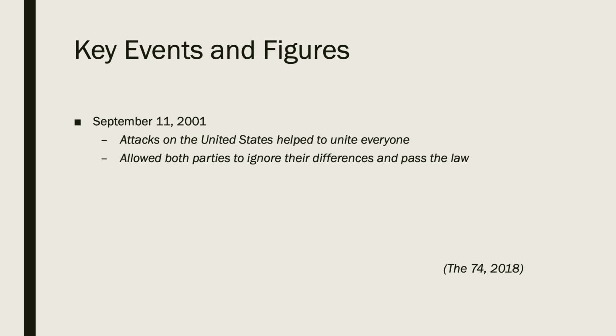9/11, the attacks on the Twin Towers were also another important factor that helped get this law passed. It was really devastating at the time, but in the aftermath, it helped the United States government unite. Both parties, Democrat and Republican, kind of just decided to put away their differences and issues that they had with this law, and they knew that they needed to pass it because it was what was best for America.